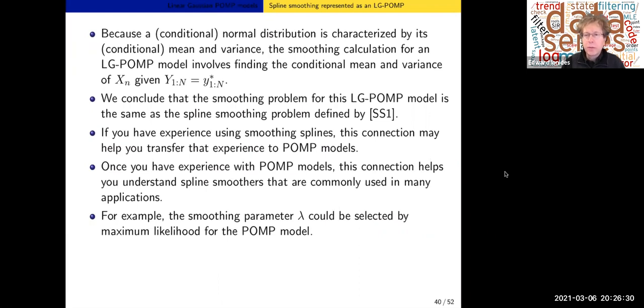If you have experience with non-parametric regression, smoothing splines, then you can think of POMPs as a related case. If you have experience with POMP models, it might help you understand spline smoothers that are commonly used in many applications. One example of this, when you're doing spline smoothing, there's this smoothing parameter lambda. It's sometimes hard to know how to choose it, but once you think of it as a parameter in a POMP model, and you can calculate the likelihood of different values of lambda, then you have an objective way to do that.